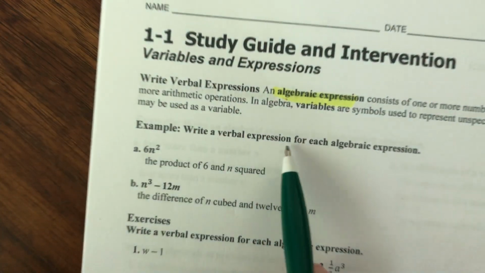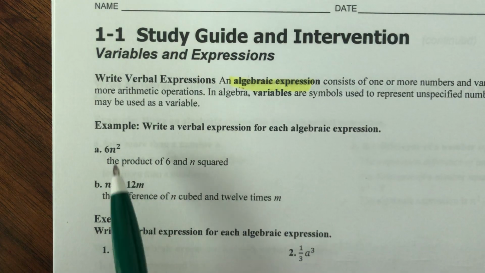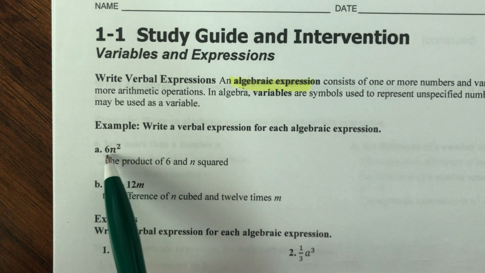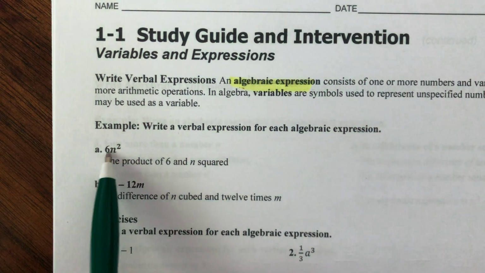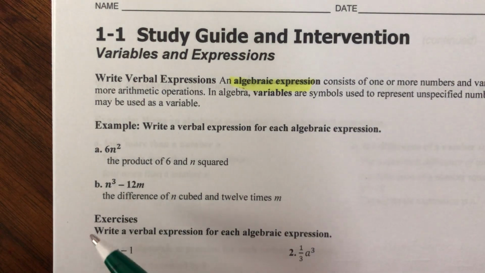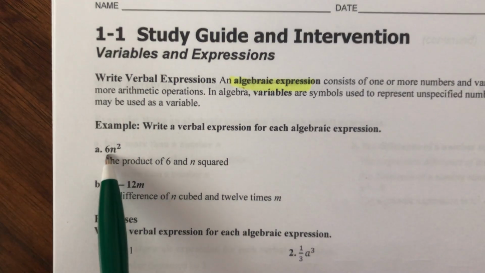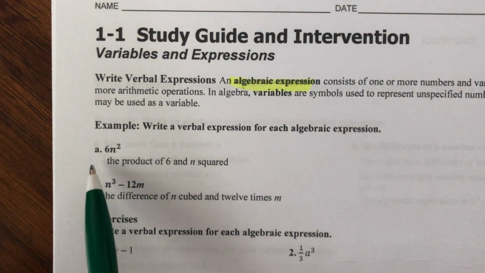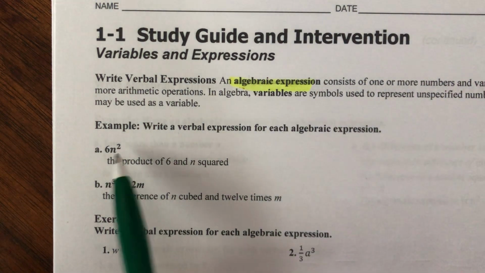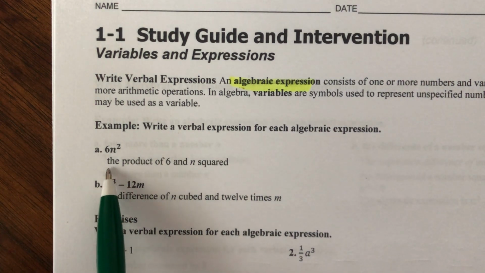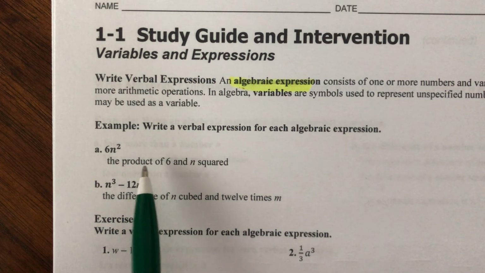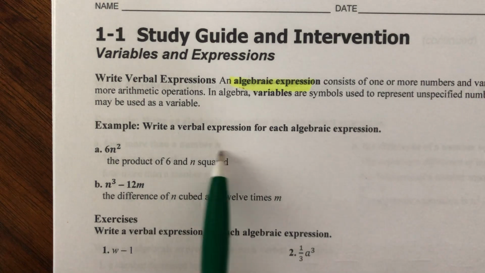Okay, so example, write a verbal expression for each algebraic expression. The algebraic one they gave you here is 6n squared. Now, when I read that in my head, I say 6n squared, but you can't say 6n because you're not telling me what operation is happening. We know that when you don't see an operation, it's multiplication, but when you're using a verbal expression, you actually have to say that. You can't assume. The proper way is to say what the operation is. So here you could say the product of 6 and n squared, right? So we're multiplying 6 times n squared.